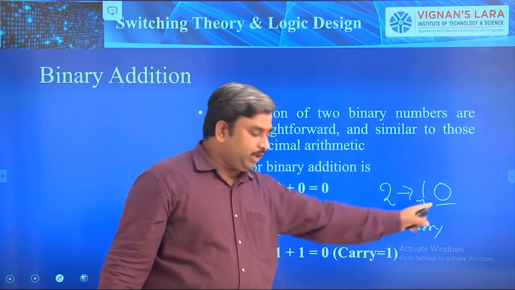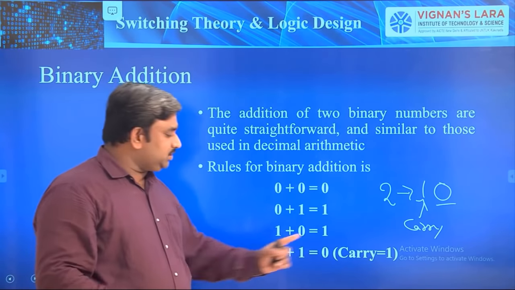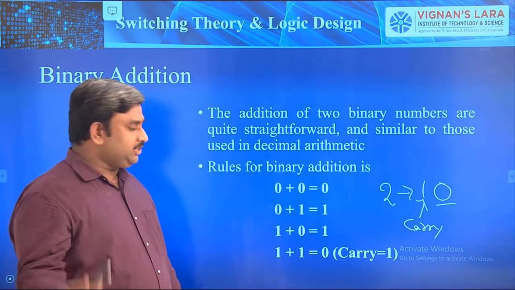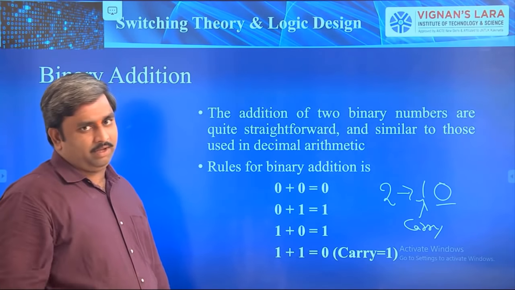If you got 1, 0, 0, the answer is 0 and 1 is the carry. So this carry will be added for the next addition. So these are the very simple rules. You have to remember each and every one.